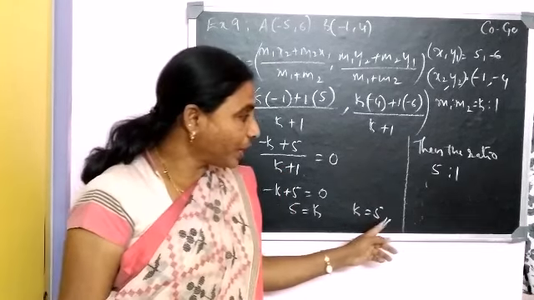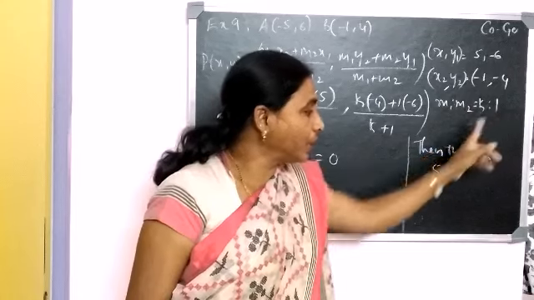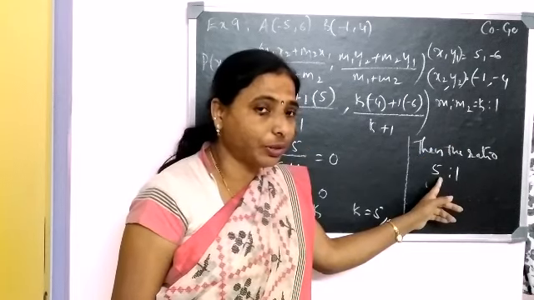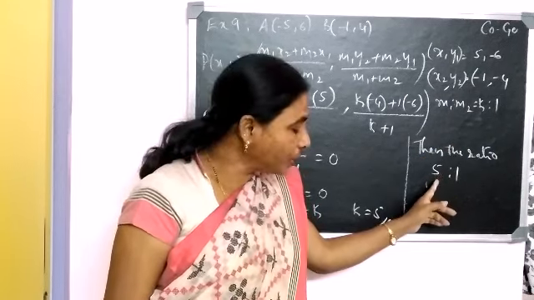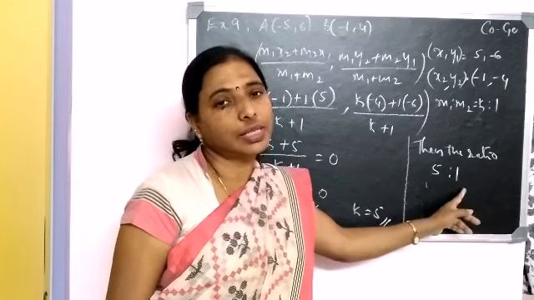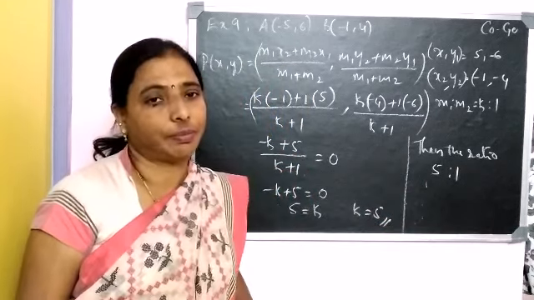So if k is 5, what is the ratio? k is to 1 is the ratio which we wanted to find out. Therefore k is to 1, that is 5 is to 1, is the ratio in which it divides.